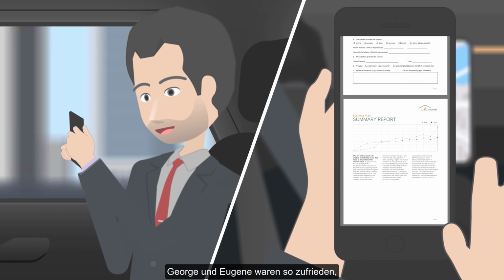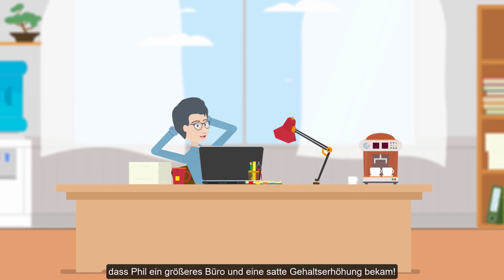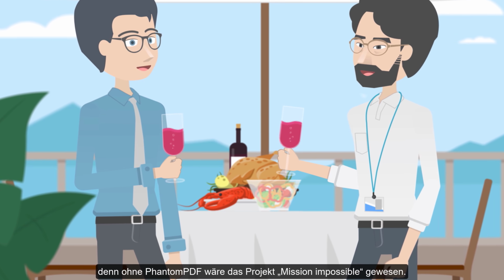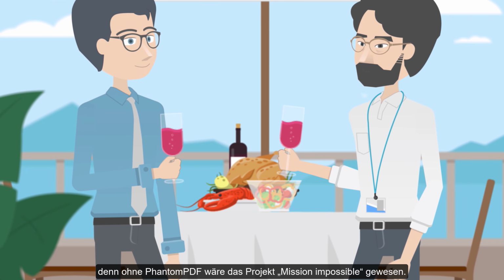George and Eugene were so happy. Phil now has a corner office and got a big raise. He used some of that raise to take Dan out to lunch, since without PhantomPDF, completing the project would have been mission impossible.